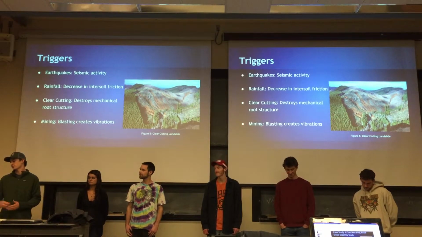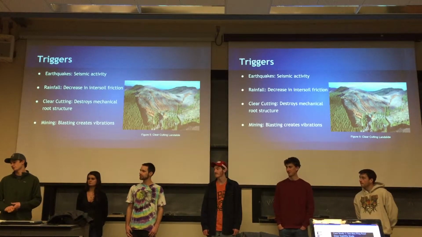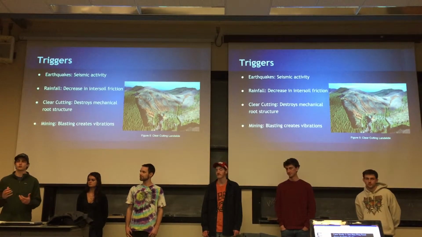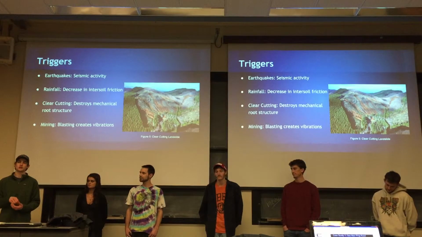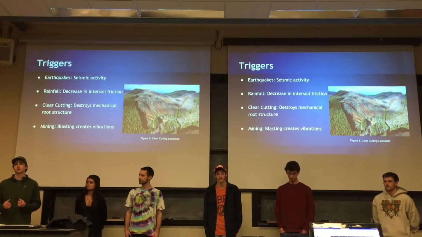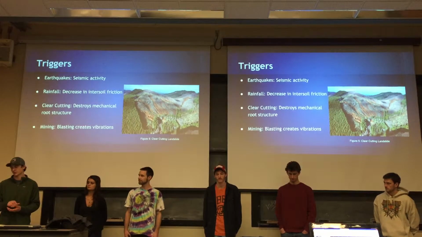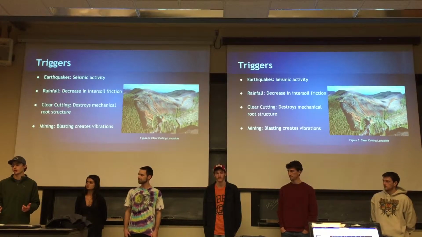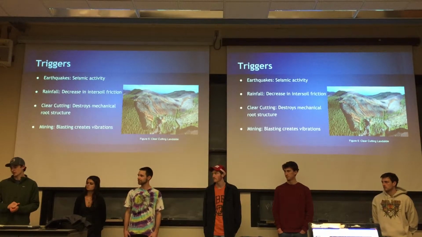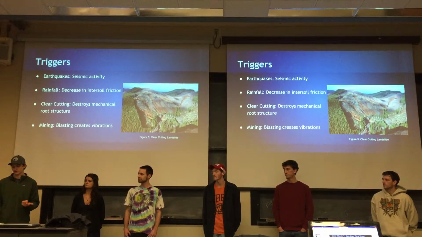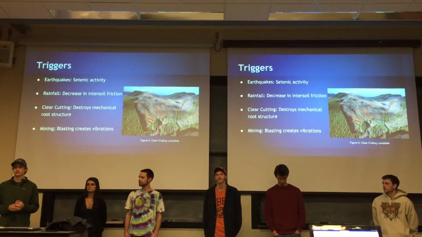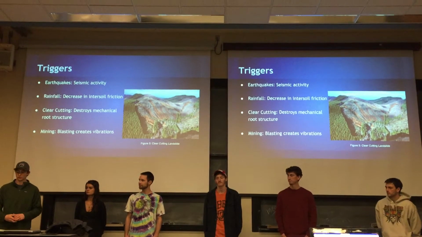Clear cutting, as you can see in this picture, this is a mountainous region that has been clear cut. When you have a lot of vegetation on a slope, the roots of this vegetation, whether it be brush or trees, help maintain stability in the soil, giving it structure. So when you clear cut an area, it destroys the mechanical root structure that helps keep the soil stable. Mining is similar to earthquakes in that the blasting techniques create vibrations that cause sliding in areas of soil that are risk prone.